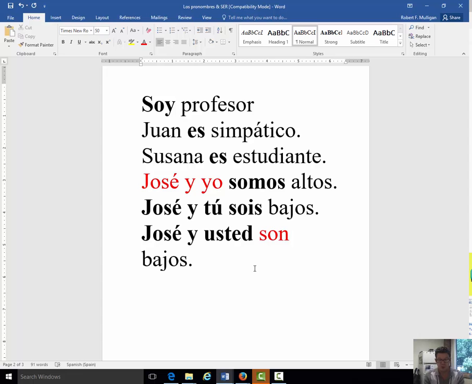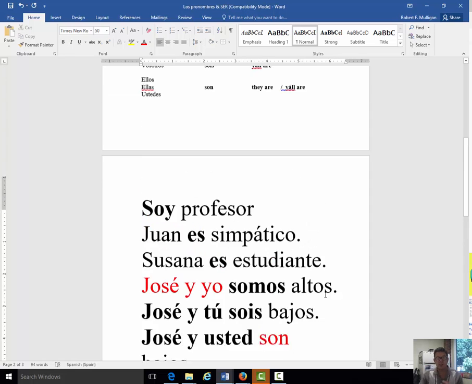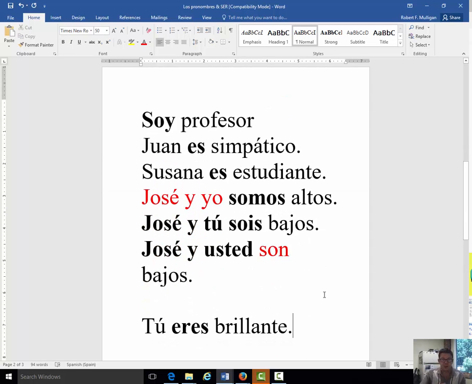And then, of course, the tú form of the verb. Tú eres brillante. You are brilliant. You are. Eres brillante. Okay? So, this is the verb ser, your very first verb.